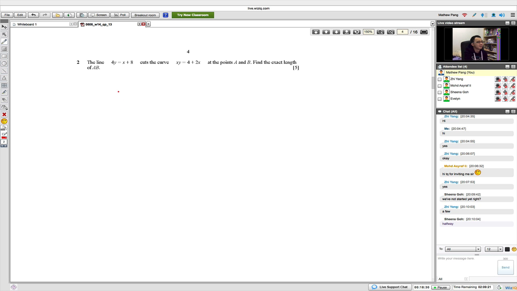The line 4y equals x plus 4 will cut the curve at points A and B. So basically you have a curve, and a line that cuts the curve at A and B, and then you find the exact length of AB. This is simultaneous equations, because you substitute into each other to find points A and B, and then just use the distance formula. The distance formula is quite simple: the square root of (x1 minus x2) squared plus (y1 minus y2) squared.